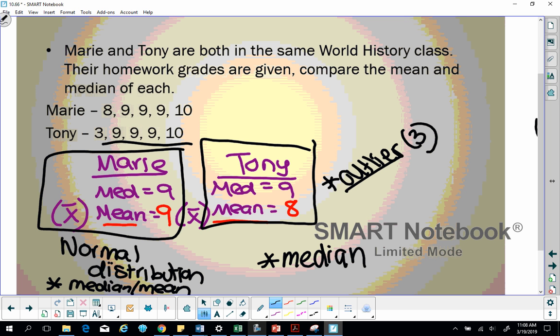And this is right on your packet. It looks a little different, but it's number 2 on your packet.